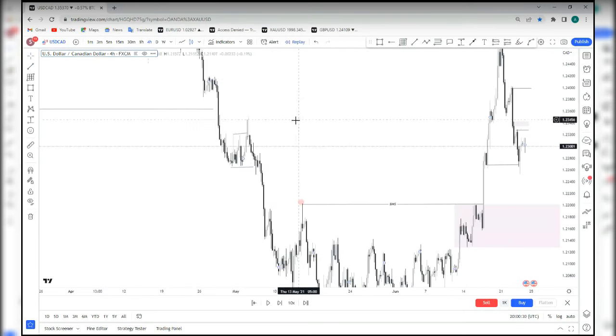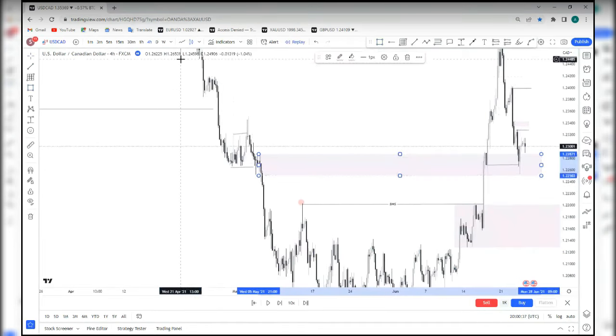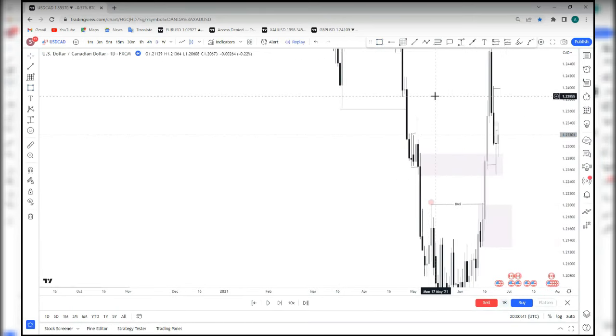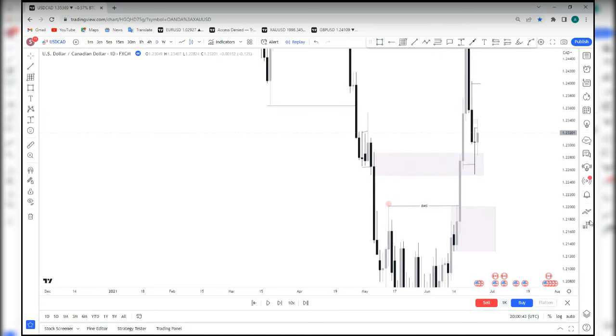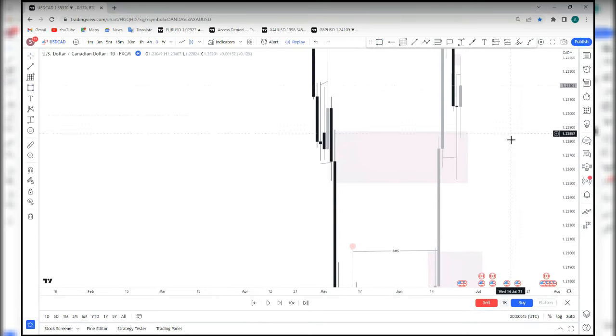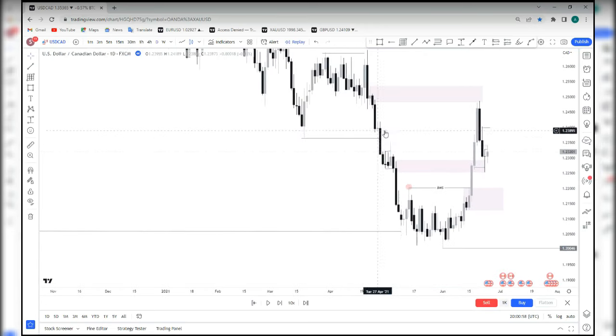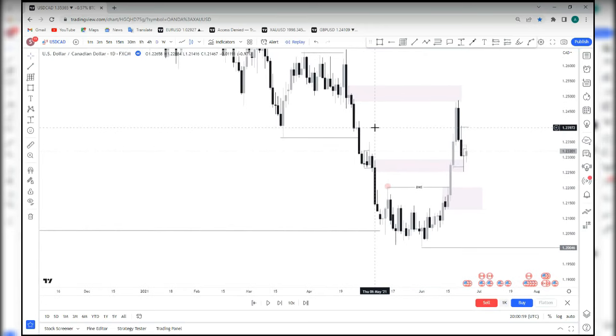Now, we have some area here. It might not be clear to you on 4 hours. Let me go to daily time. Okay, now look at this. This area that we did not take note of from this angle is likely to reject price.